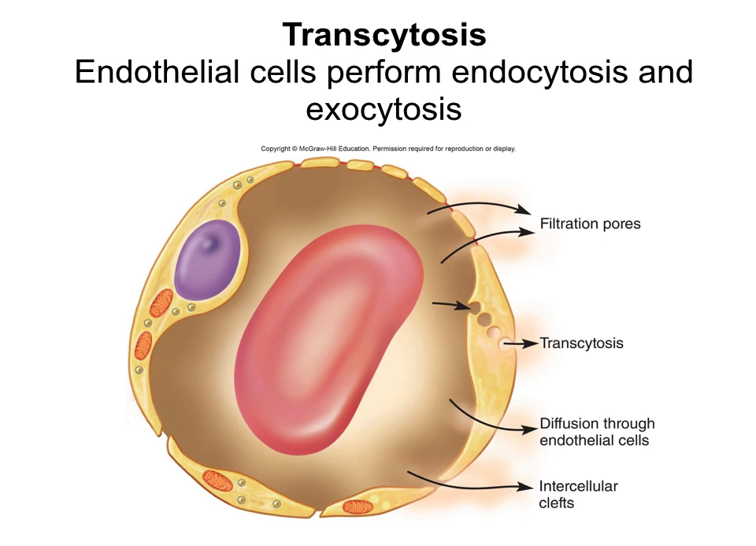Transcytosis is also used to move material across capillary walls. Recall from A&P1 that transcytosis requires the use of both endocytosis and exocytosis. So the endothelial cell would use endocytosis to bring the chemical into the endothelial cell, and then it would use exocytosis to release the chemical on the other side.